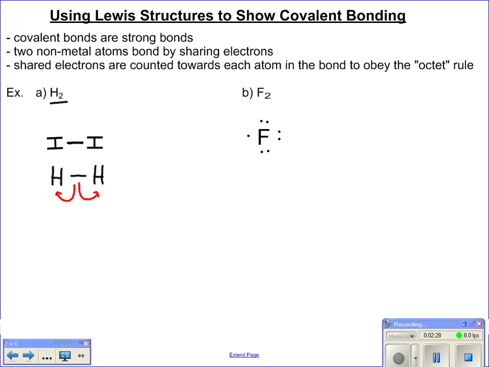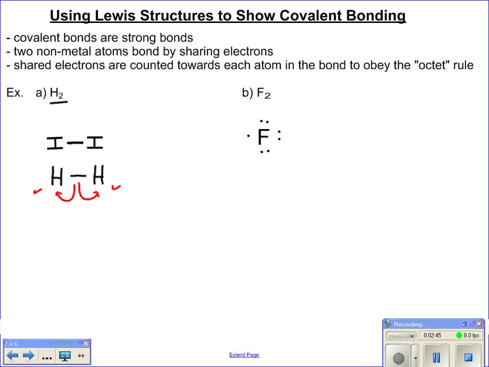And we know that hydrogen only has electrons in the first energy level, and therefore by sharing these electrons and counting them both ways between those shared atoms, this hydrogen now has a full outer shell, and so does this one. And so this is a great way for them to come together.